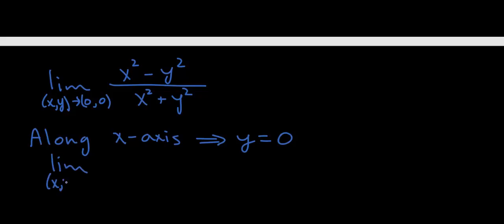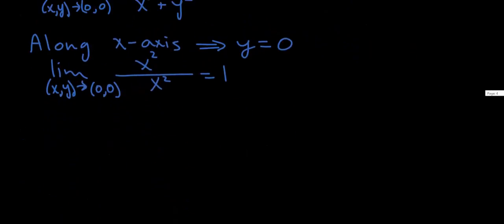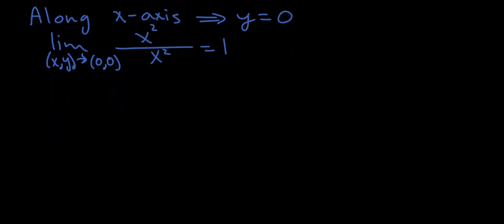And here we have it. We have the limit as (x, y) goes to (0, 0), and I have x squared over x squared. Well, that's 1. So if we approach (0, 0) along the x-axis, then our limit is 1. So that's what we get when we approach along that path. Now let's suppose that we want to approach along the y-axis. Okay. So let's go along the y-axis.